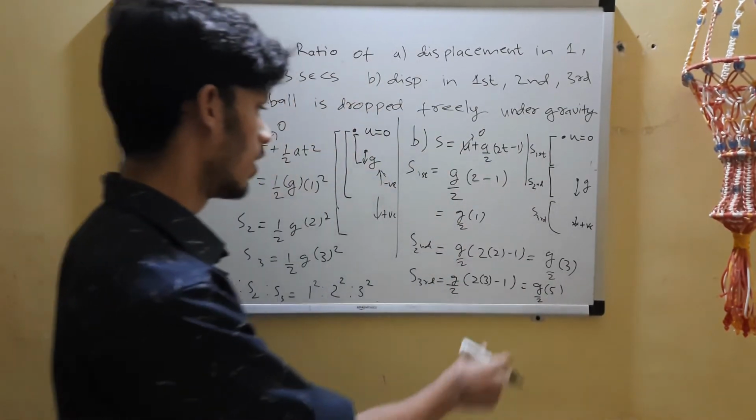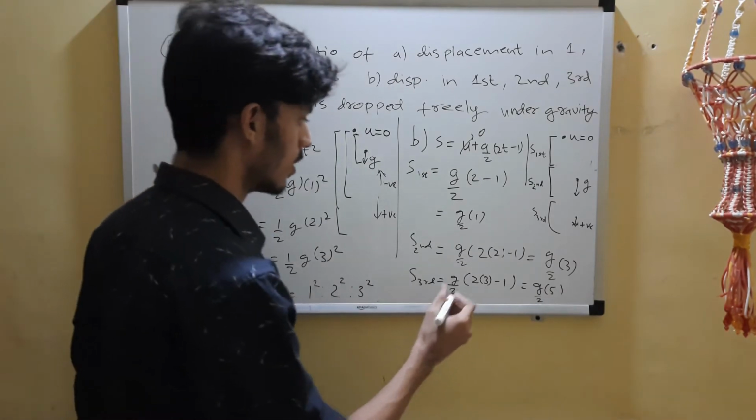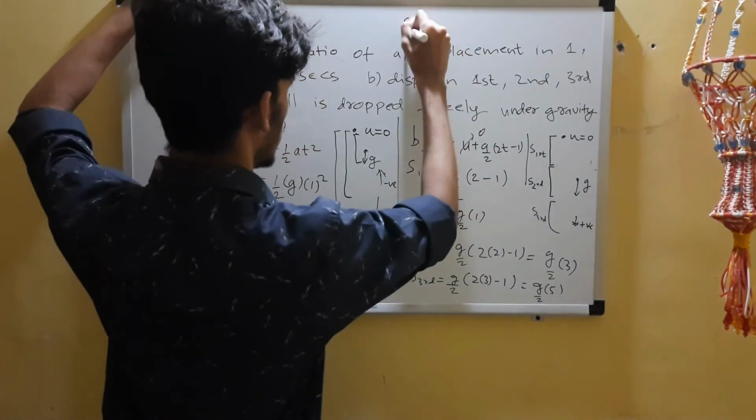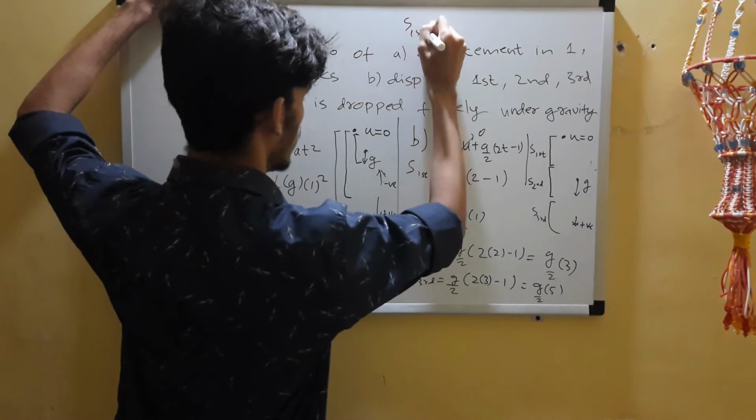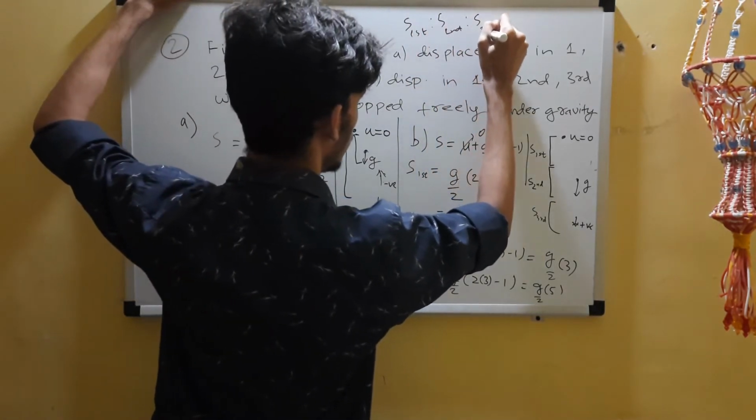So can you see odd numbers here, 1, 3, 5. So the displacement in here, so where can I write that? S first to S second. So when you divide all of them, what will happen?